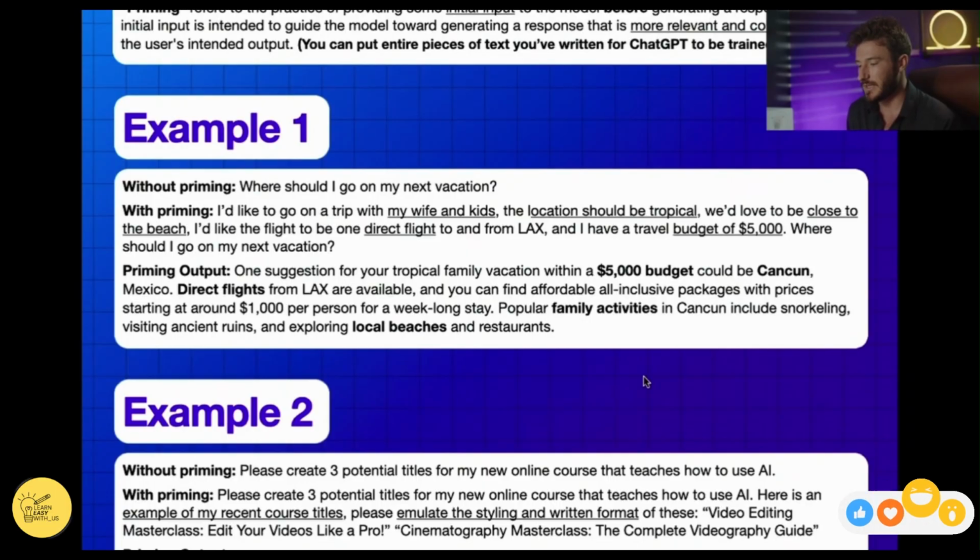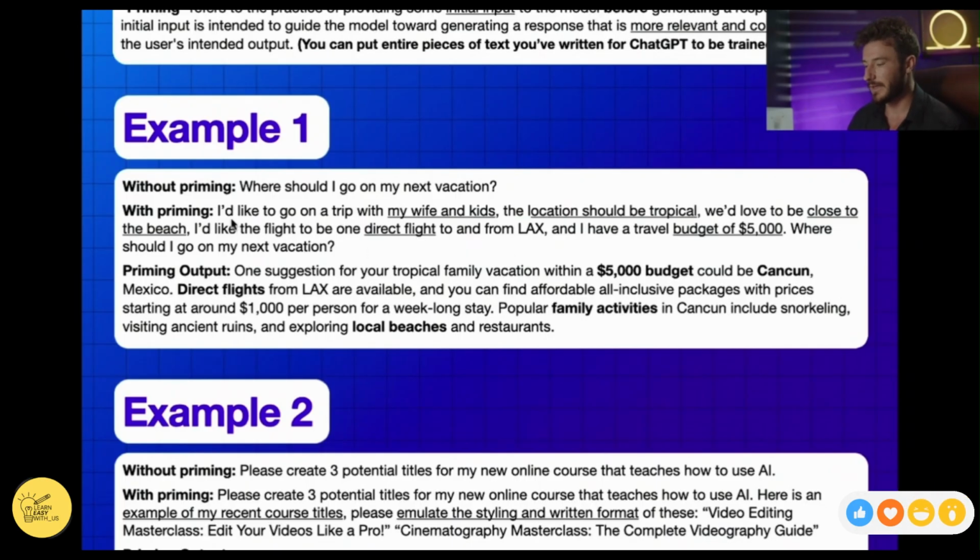So for our first example, without priming our prompt, our question is, where should I go on my next vacation? So ChatGPT has no context, no data or details on how to effectively answer our question. So it's gonna just tell me any destinations around the world with no criteria.